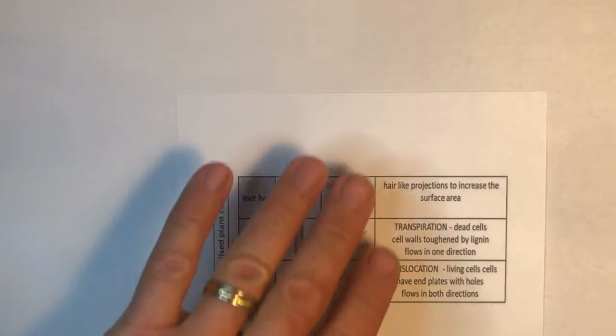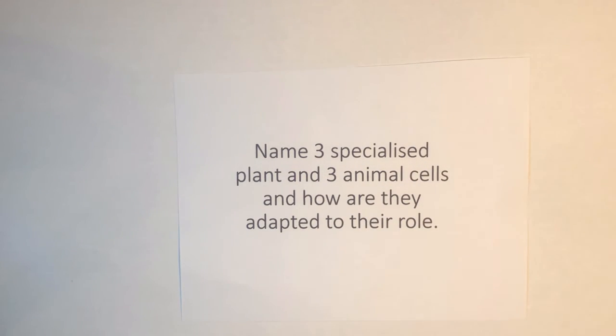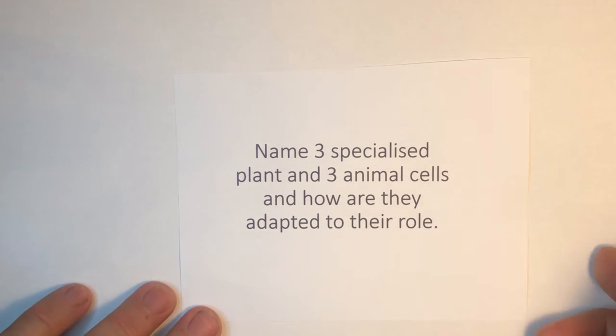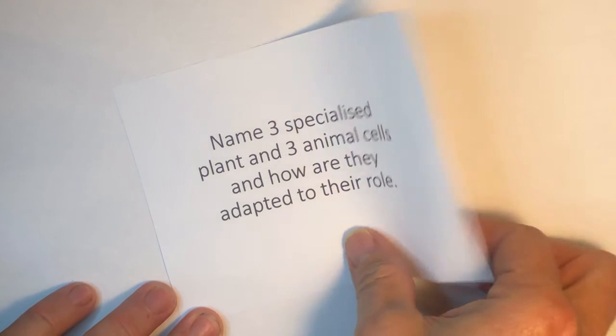Now, if we go back to the question, what you then need to do is be able to recite the answers to this question. Name 3 specialised plant and 3 specialised animal cells and how are they adapted to their role. This is then what you need to write or remember.